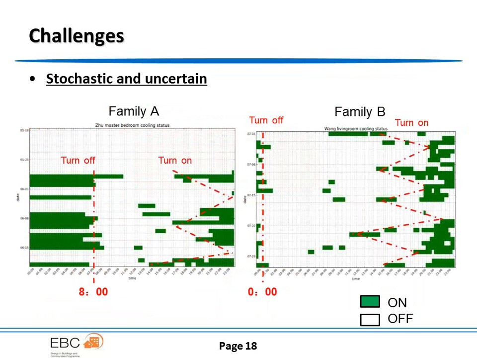Yeah. So there are just a few graphs to show behavior is stochastic and uncertain. For example, this is how the air conditioning is used in a bedroom. These are different days, right? And this is turn off, and that is turn on. So you can see every day can be very different. There's no persistent pattern of that. And then the other family also shows quite random patterns.